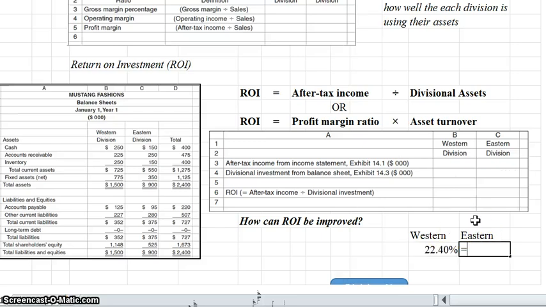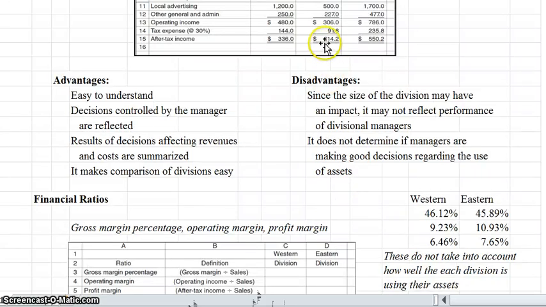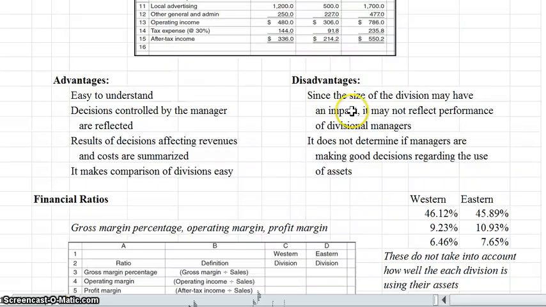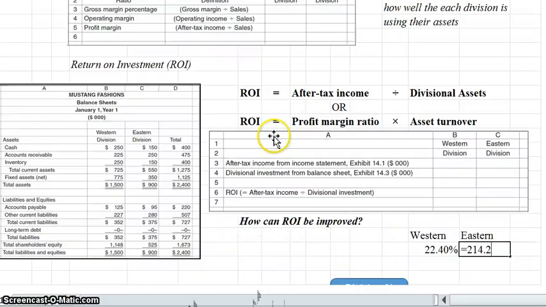Now the Eastern Division, they were able to generate 214.2. And what is this in millions? Thousands. That's in thousands. Good, and that's in thousands. 214.2. So $214,200 in net income. Using 900,000, or if we're keeping it in thousands, 900 in assets. So we're seeing that the Western Division has a 22.4% ROI and Eastern has 23.8.